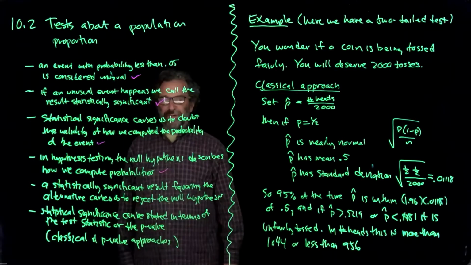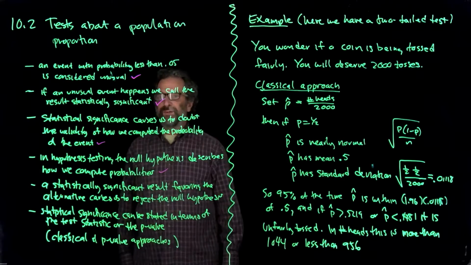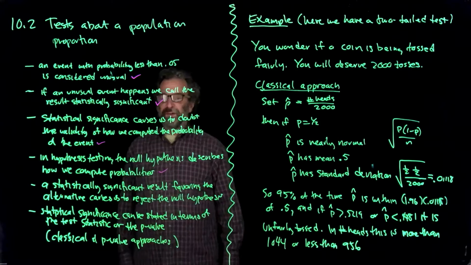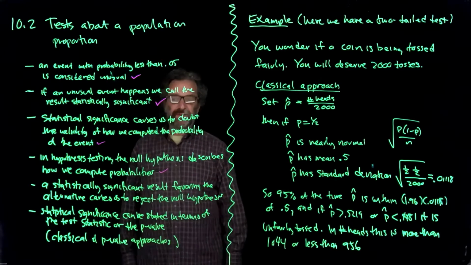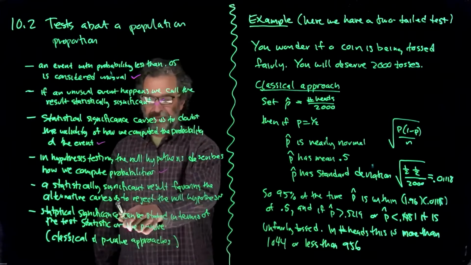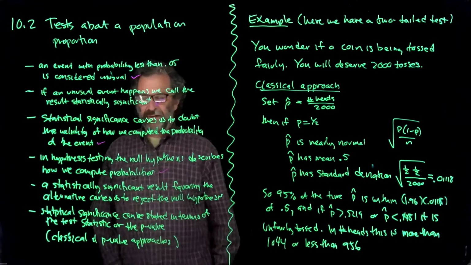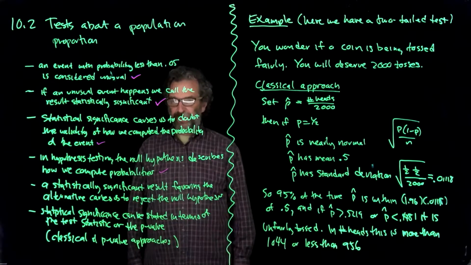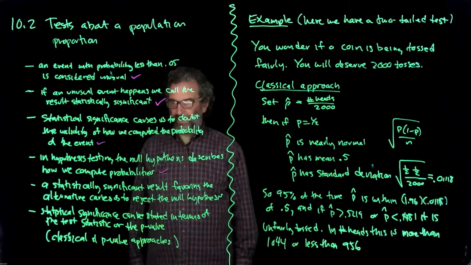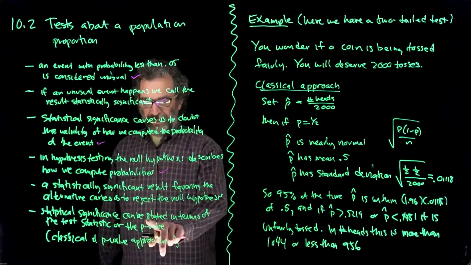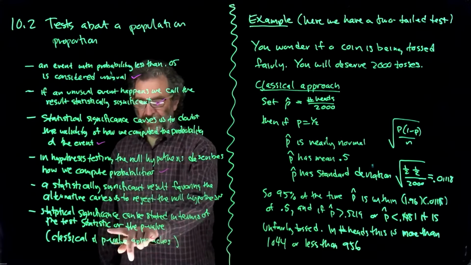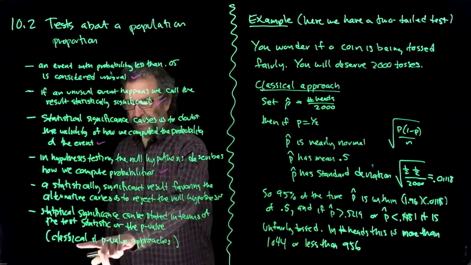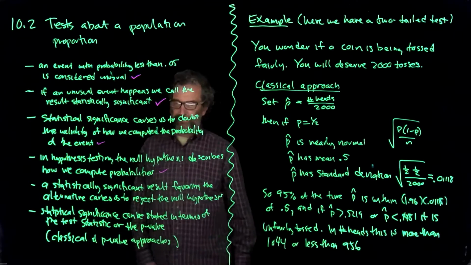A statistically significant result, what does that mean? An unusual result based on what we used for the parameters. A statistically significant result favoring the alternative causes us to reject the null hypothesis. That's how we decide. Something unusual happens based on using the values in the null hypothesis. We say those values might not be right. We're going to reject them. Statistical significance can be stated in terms of the test statistic or the p-value. Those are called the classical and p-value approaches.